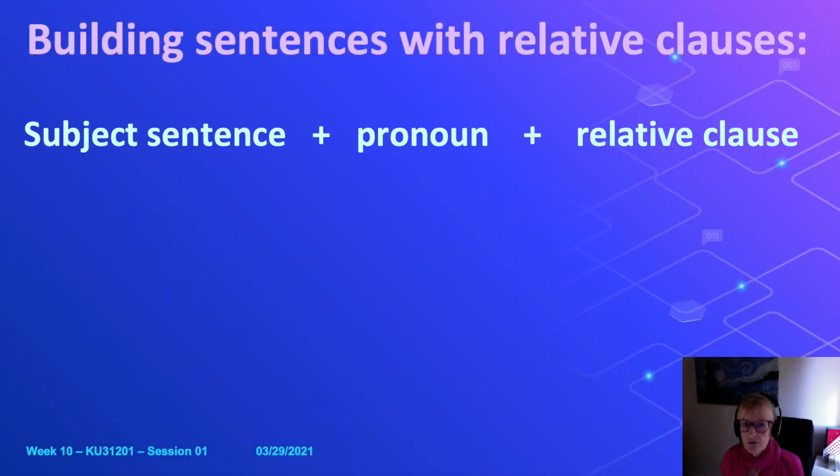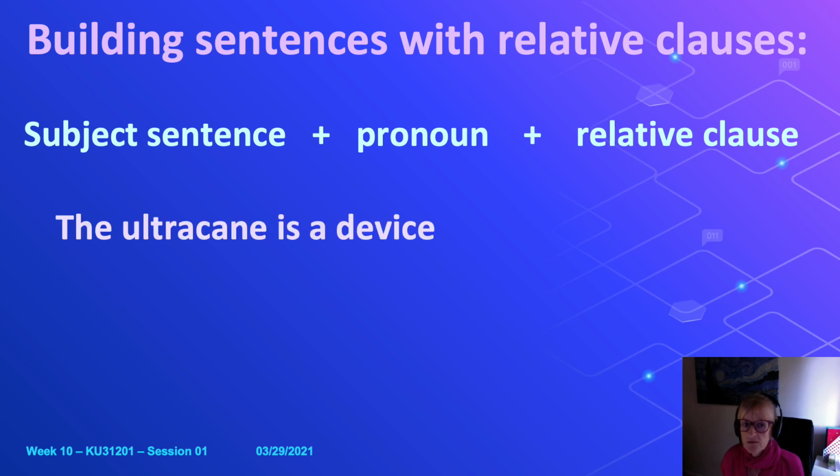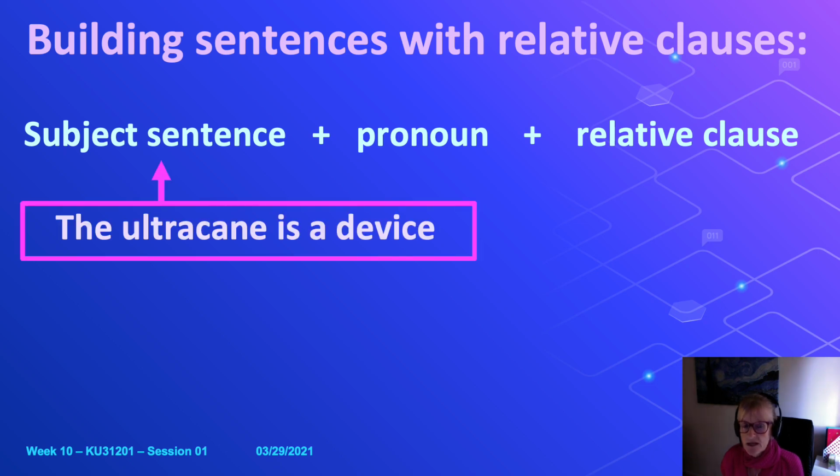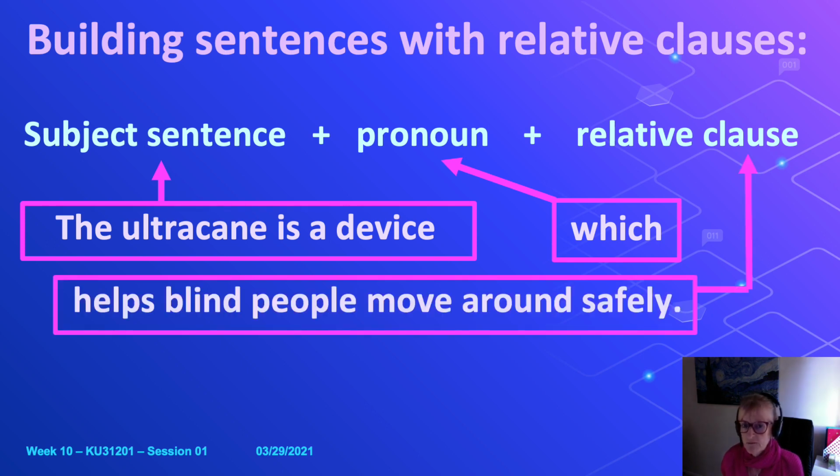And of course, if we wanted to do it the other way, we still have our subject sentence. You could use the pronoun which because that is also correct, and then the same relative clause. So that sentence would read, the ultra cane is a device which helps blind people move around safely. So it's completely up to you which one you think sounds the most correct when you're trying to use it.